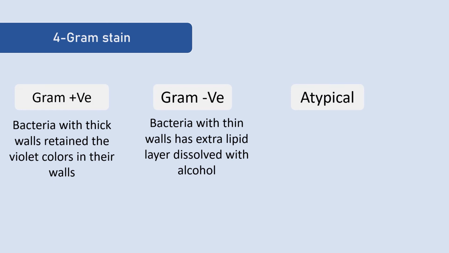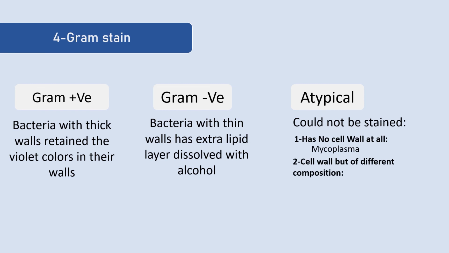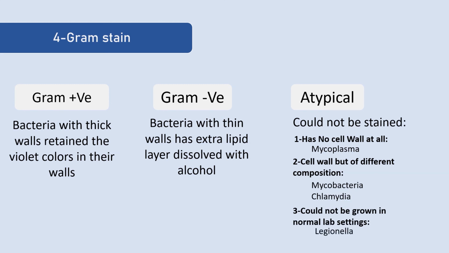Gram-positive are the ones with thick cell walls that stain violet. Gram-negative are the ones with thinner walls and outer envelope of lipopolysaccharide that stained pink. Atypical bacteria were the ones that weren't stained neither violet nor pink. They either had no cell walls at all, like Mycoplasma. They may have had cell walls, but of different composition, like Mycobacteria and Chlamydia. Or they were difficult to be grown in normal laboratory settings, like Legionella.